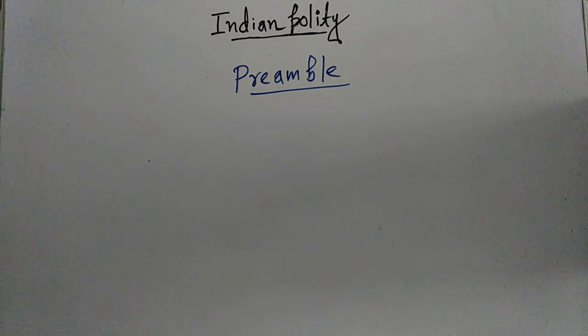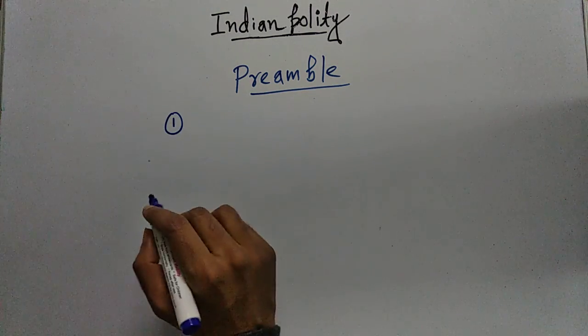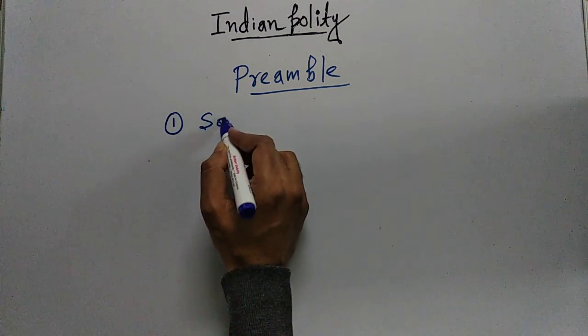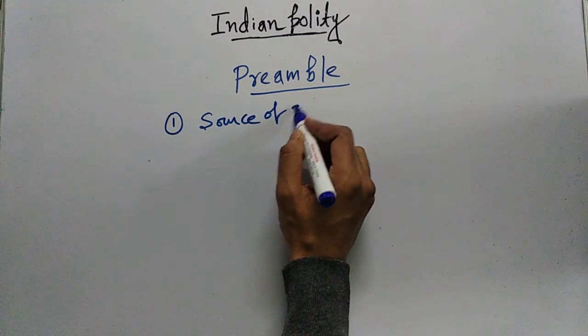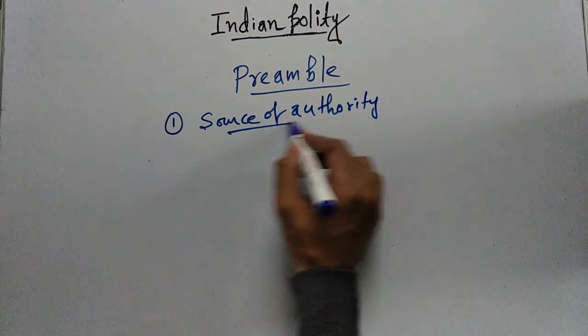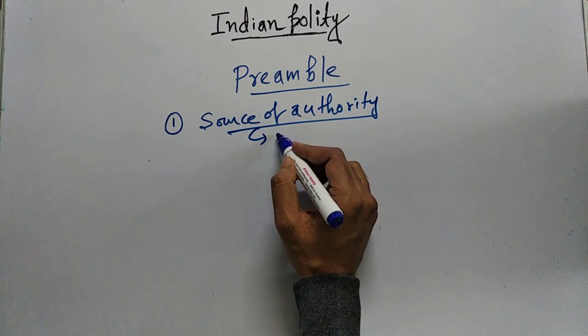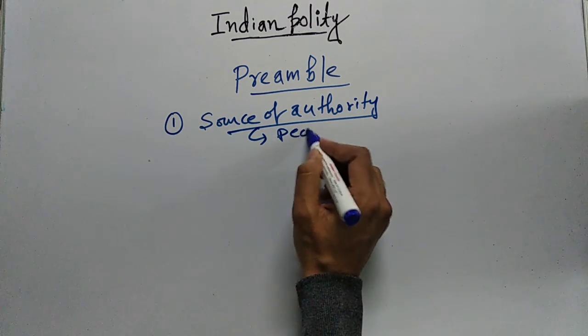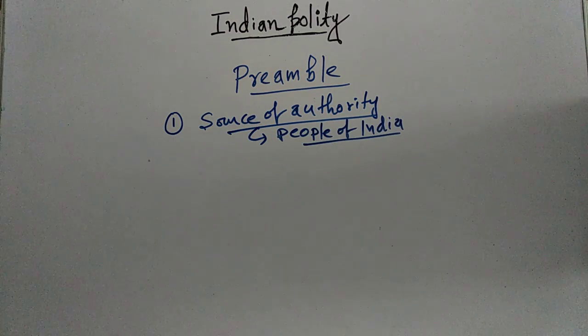Now if you read the text of the preamble to the Indian Constitution, you will understand that it reveals four things. It reveals what is the source of authority of the Indian Constitution. The source is the people of India. That means it is the people of India who are writing this constitution, and it is the people of India who are giving themselves this constitution. So the source of authority of the Indian Constitution is the people of India, as mentioned in the preamble.